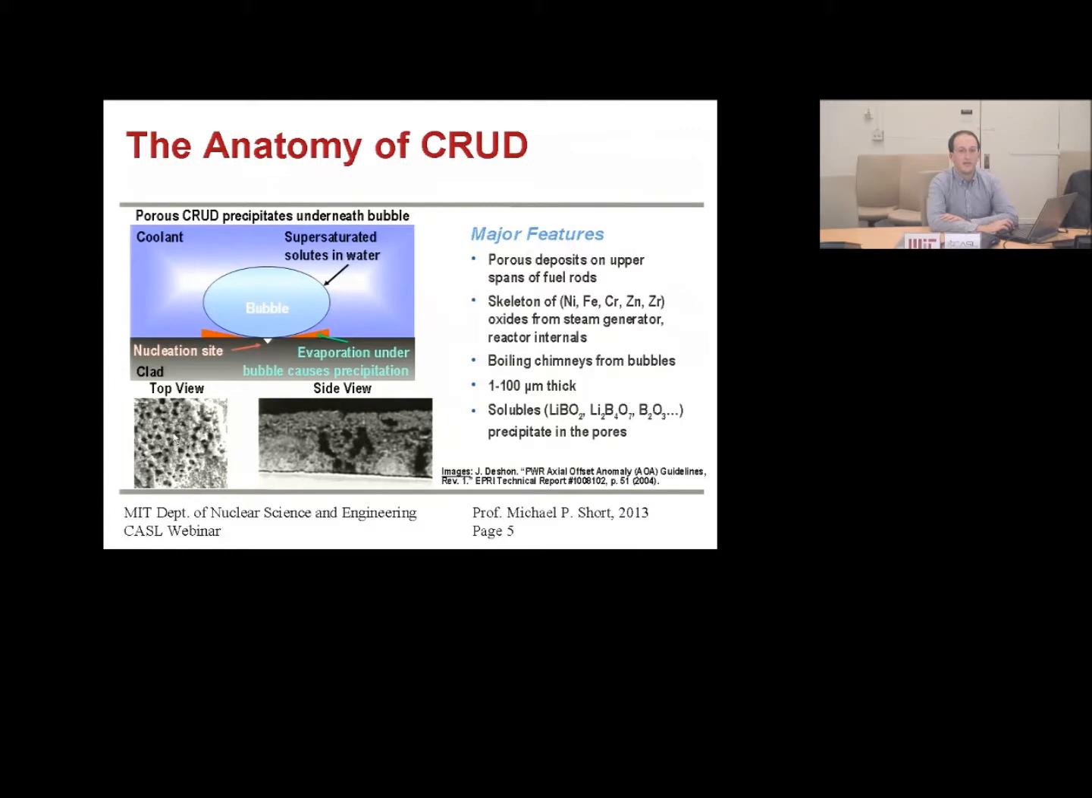These black holes right here are those boiling chimneys or the vapor jets that I mentioned before. And from the side, you can see these vapor jets pretty clearly as these empty areas where there would have been vapor shooting out.